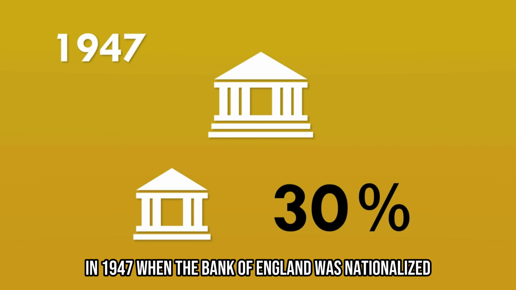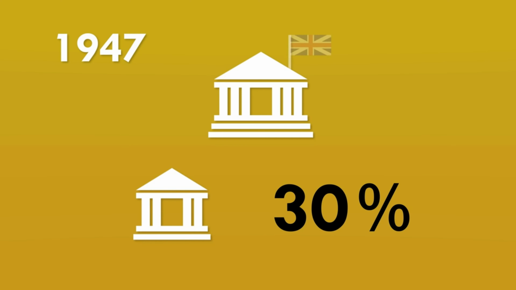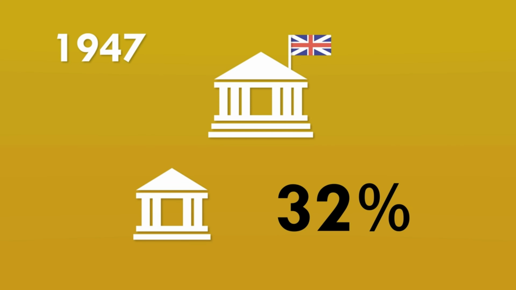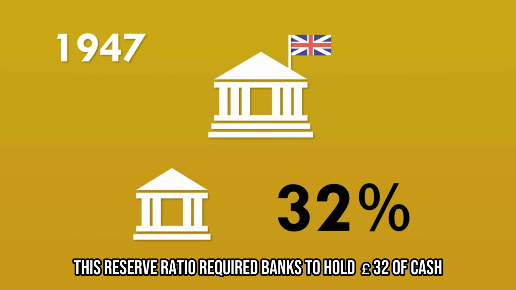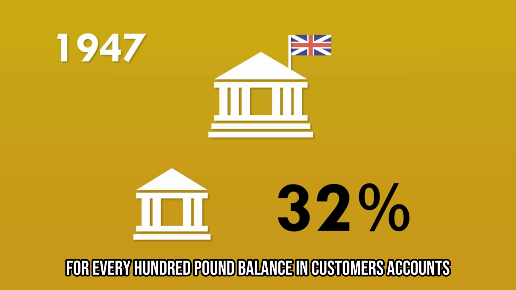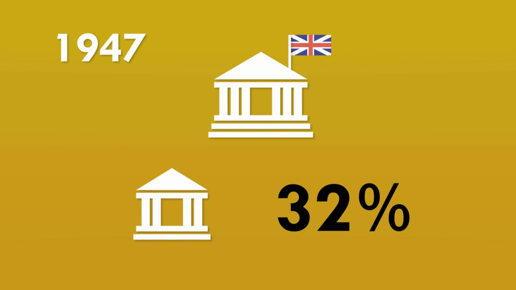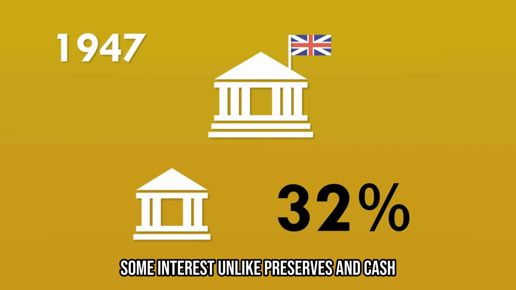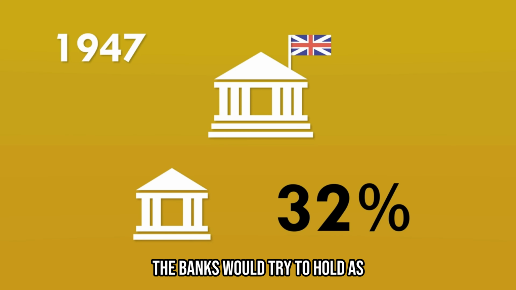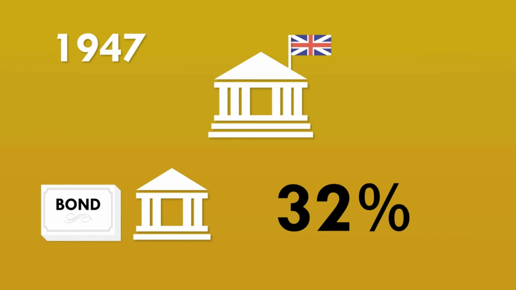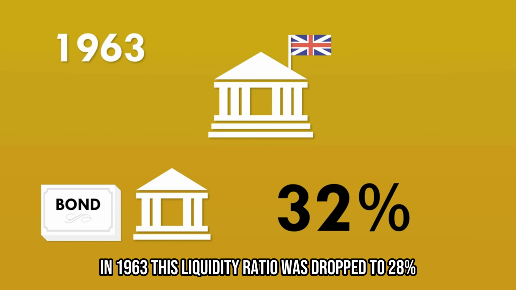In 1947, when the Bank of England was nationalised, they imposed a formal liquidity reserve ratio of 32%. This reserve ratio required banks to hold £32 of cash, central bank reserves and government bonds for every £100 balance in customers' accounts. Of course, because government bonds would earn the banks some interest, unlike reserves and cash, the banks would try to hold as much of this 32% as possible in the form of bonds. In 1963, this liquidity ratio was dropped to 28%.